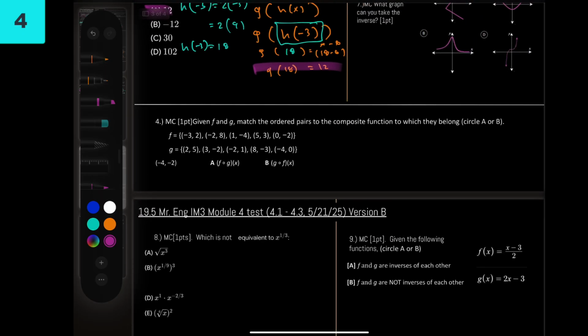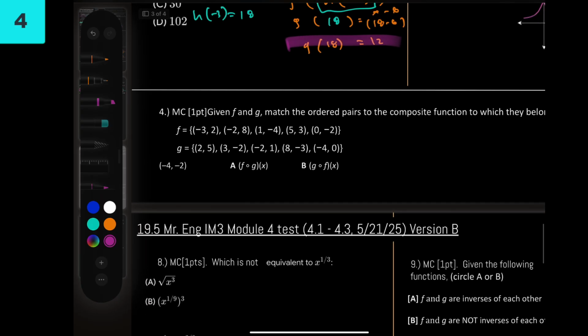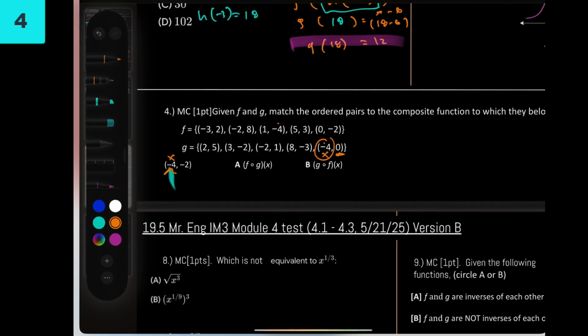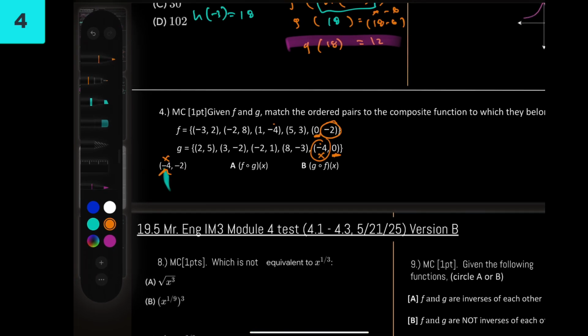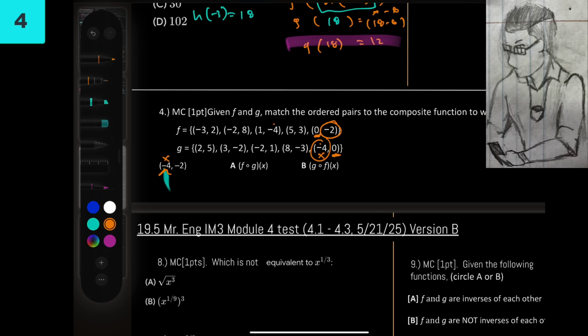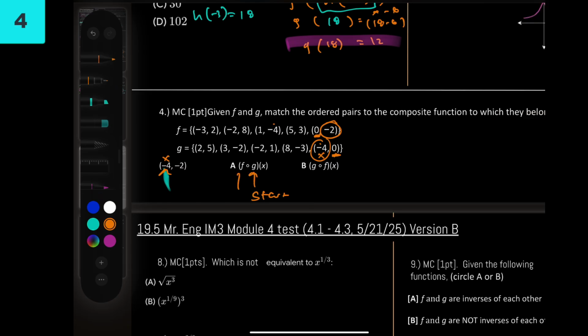Question number 4. I need to start off at negative 4. Now, you have a couple of choices. You might see a negative 4 here and there, but we're looking for x values. So I'm going to start here. I have an output of 0. Now the output becomes the input at f. So we go up to f, look at 0, and it does become negative 2. So we started at g, and remember going right to left. So then my answer is going to be A.